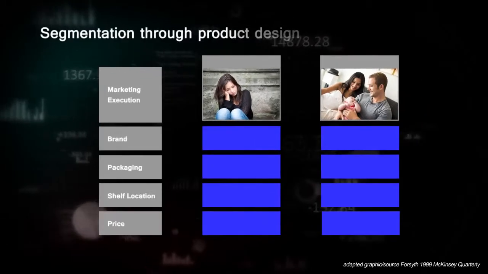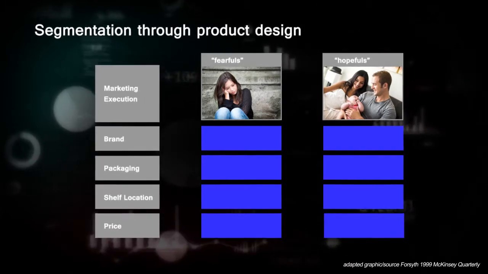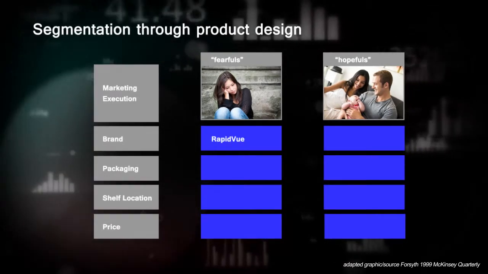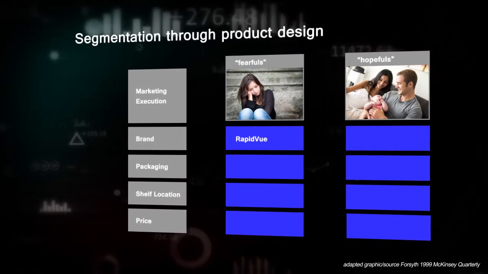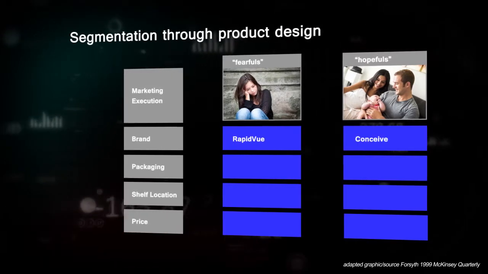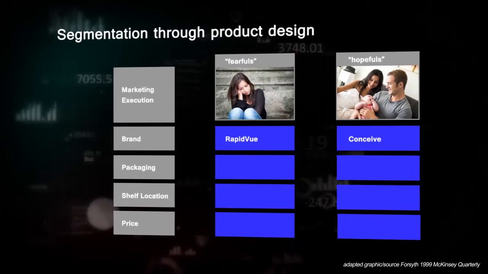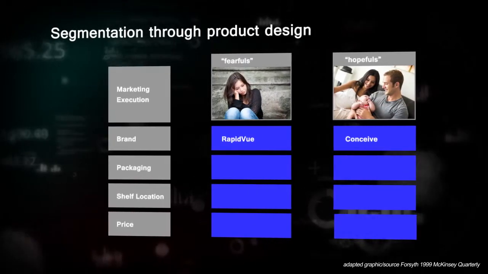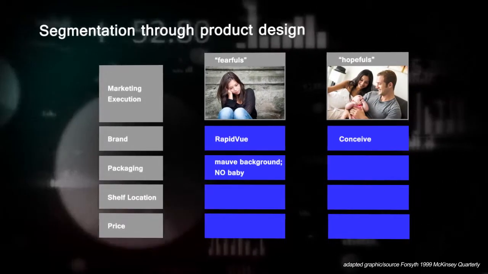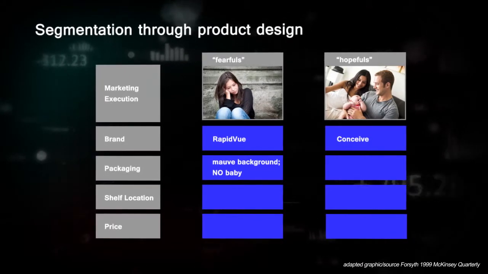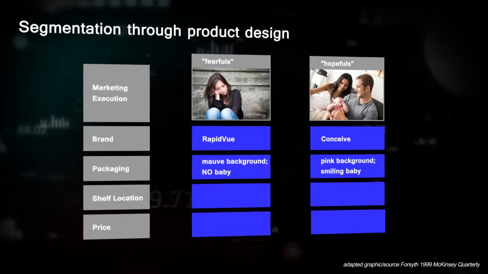And what we see is that for the fearfuls, maybe for a teenager who is pregnant, the brand is called Rapid View. Rapid View because, well, you want to know fast. While for the hopefuls, the brand is called Conceive because that's really what they want. That addresses their values, the benefits they get out of this. How about packaging? Well, for the fearfuls, the package is very neutral. You don't want to see a baby on the package. While for the hopefuls, it should be pink and a smiling baby, and you want to get all excited about this.